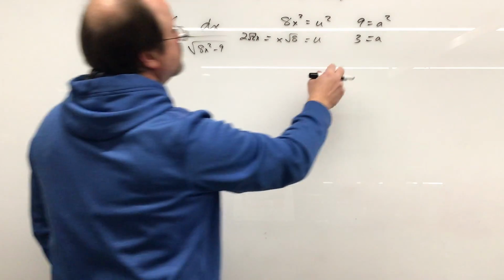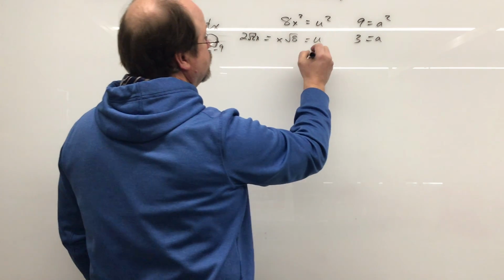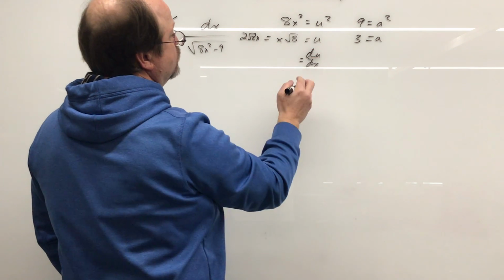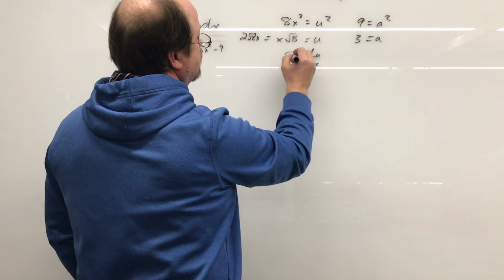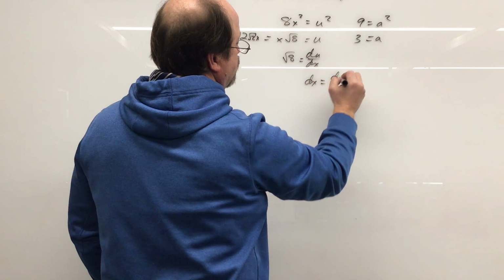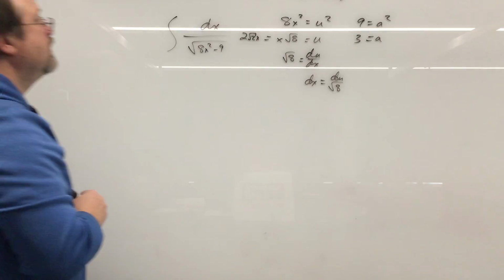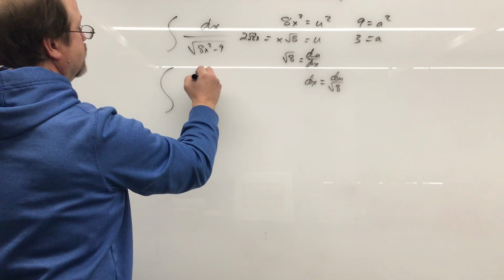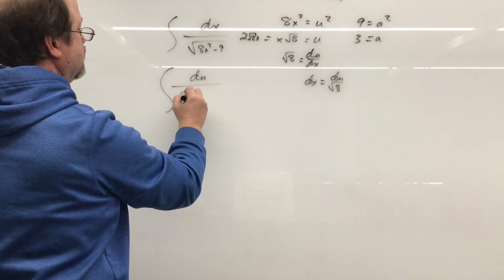Now, what do we need? Of course, as usual, we need to do du dx. And du dx is just square root of 8. Therefore, dx is du over square root of 8. Go through, once again, making the substitutions I need to make. I've got du over the square root of 8.